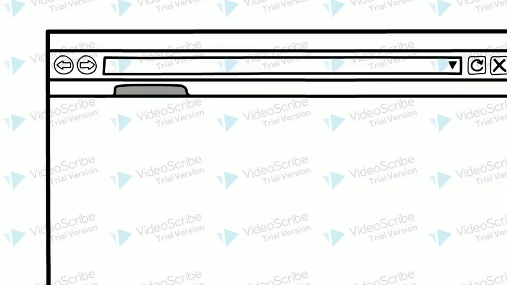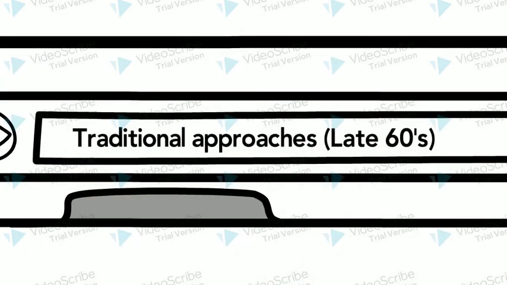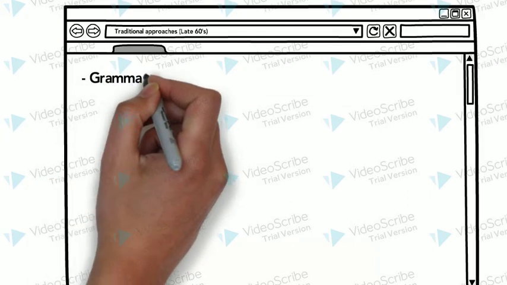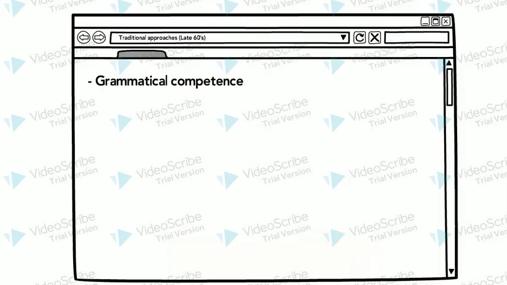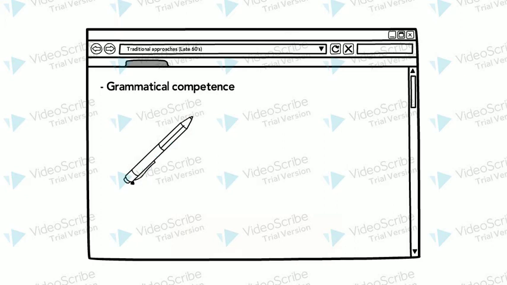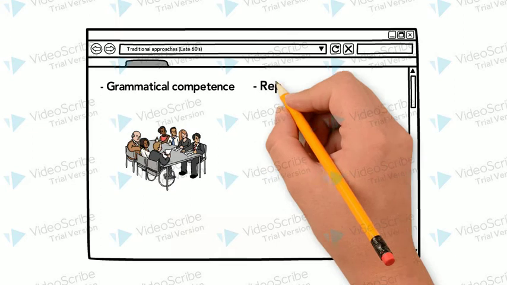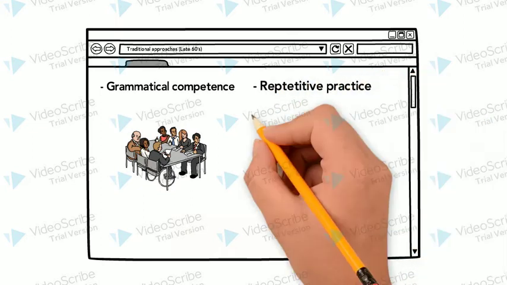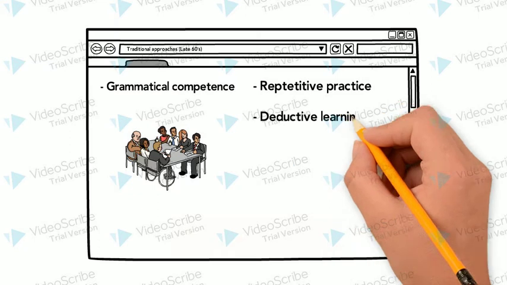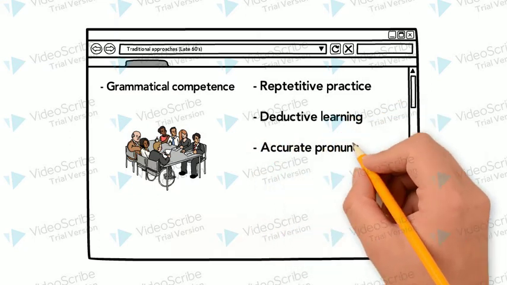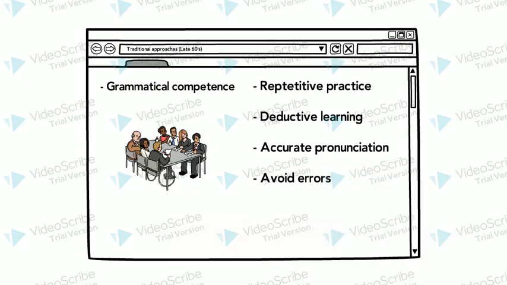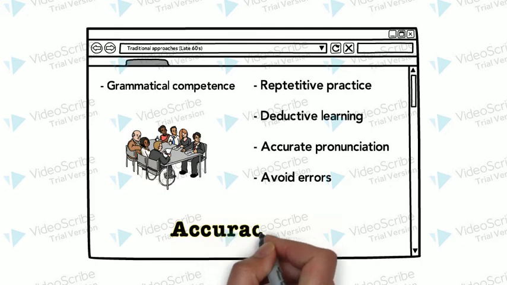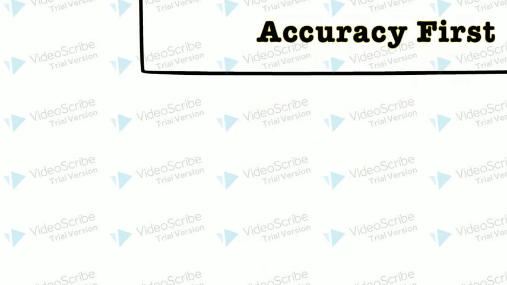If we talk about traditional approaches that we find in the late 60s, we need to know that the most important thing was developing the grammatical competence. So, skills such as writing, reading, or even talking were relegated. This was made through repetitive practice, deductive learning, so we need a model first and then we practice, accurate pronunciation, and avoiding errors. So the most important thing was to be accurate, but not fluent.